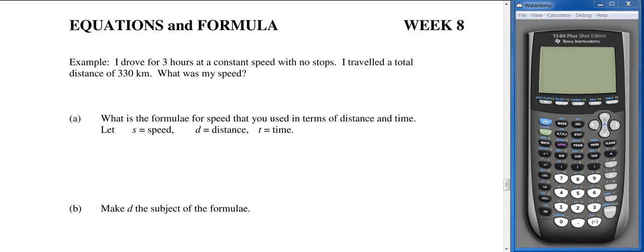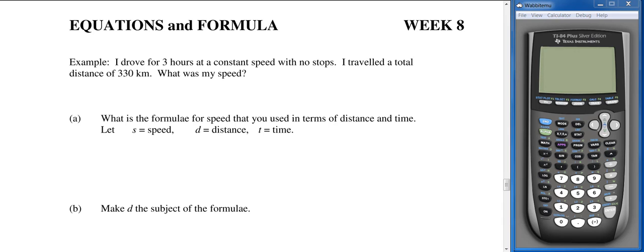Okay, we're now on page 6, and the next formula we're going to look at is actually a very easy one to derive, and you probably have done it yourself without realising it. So my example is that if I drove for 3 hours at a constant speed with no stops at all, and I travelled a total distance of about 330 kilometres, what was my speed?